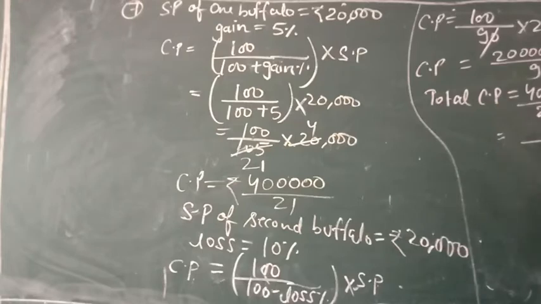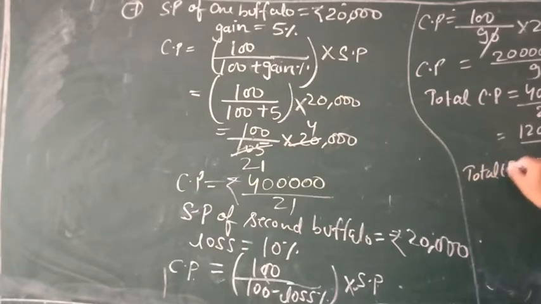21 3s are 63, so 4 3s are 12, 1, 2, 3, 4, 5. 9 7s are 63, so 7 2s are 14, 1, 2, 3, 4, 5. Add these two numbers, you will get 14 plus 12, 26, 1, 2, 3, 4, 5 divided by 63. This is the total CP.